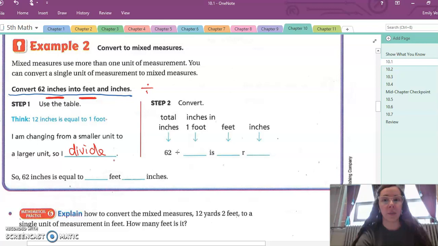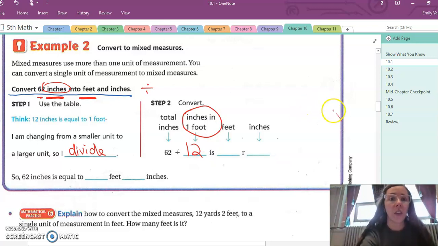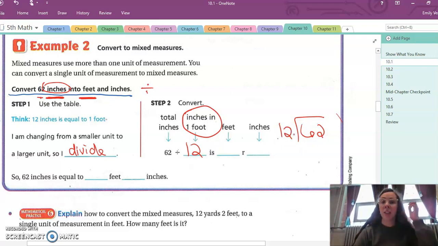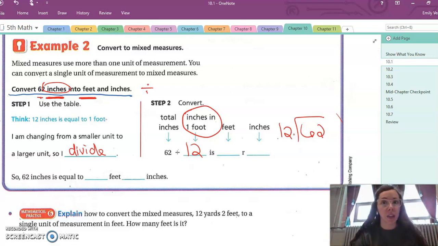Just like that. Start with the number they give you, 62, divided by, what's the smaller unit? Inches. How many inches are in 1 foot? 12. Okay, they give you some space over here. Do a little division. 62 divided by 12. Pause the video and work that out real quick, and then play it again, and I'll work it out, and you can see if you got the same thing I did, okay?